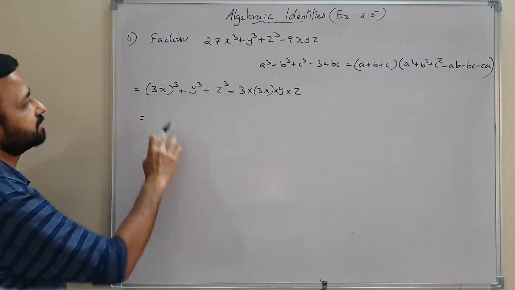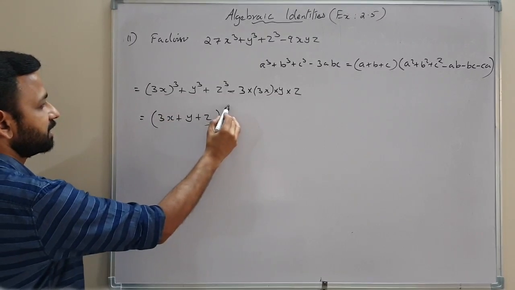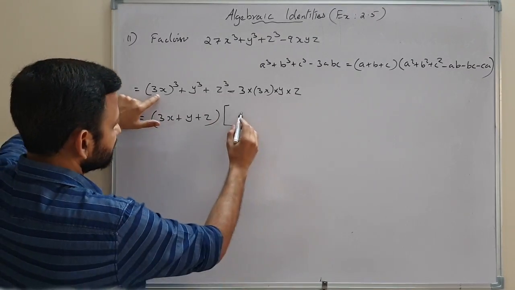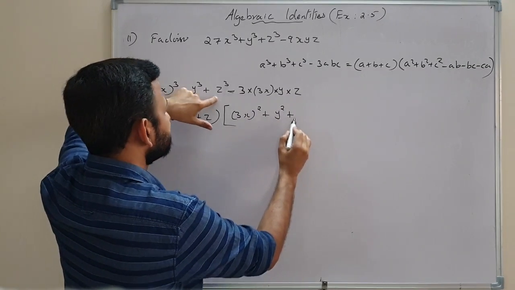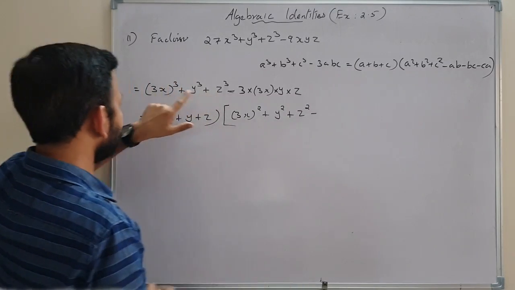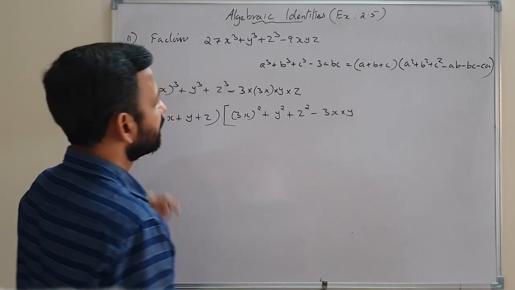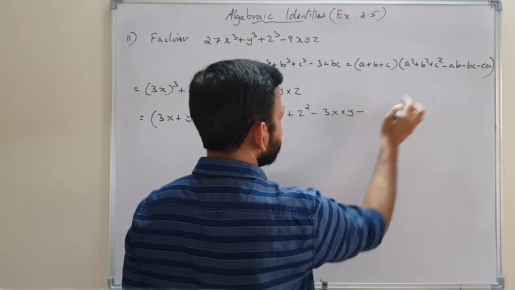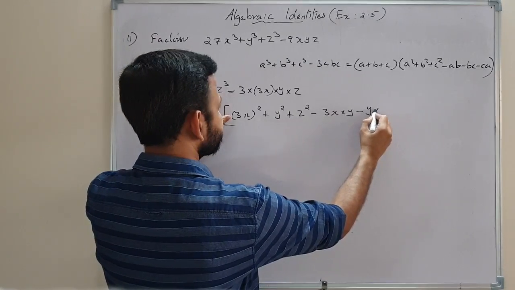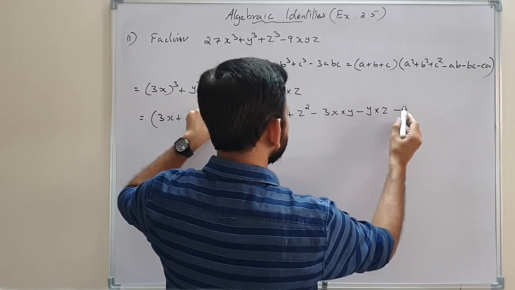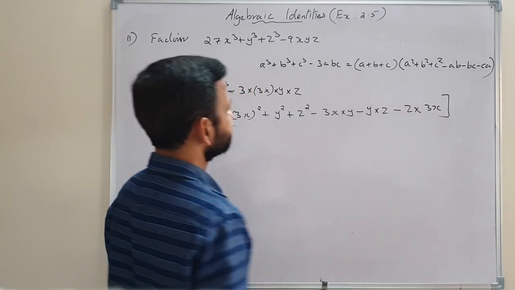So a plus b plus c is 3x plus y plus z, into a square, that is 3x whole square, plus b square, that is y square, plus c square, that is z square, minus ab, a into b, that is minus 3x into y, then minus bc, that is minus y into z, minus ca, that is minus z into 3x. So we need to verify.